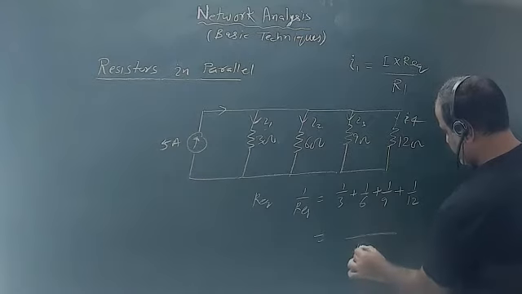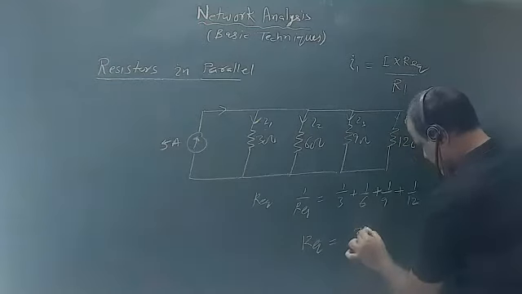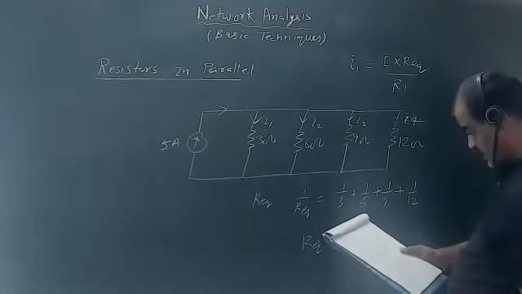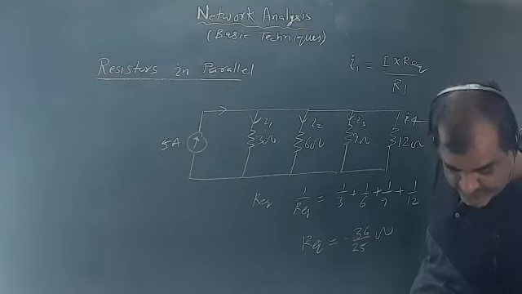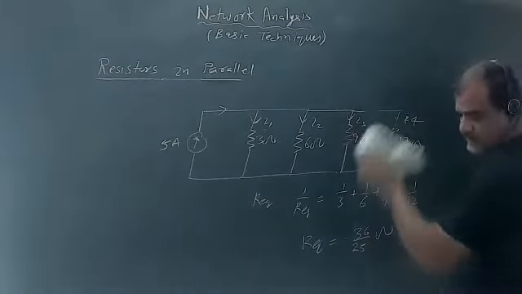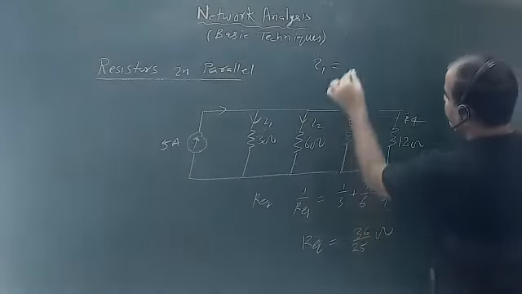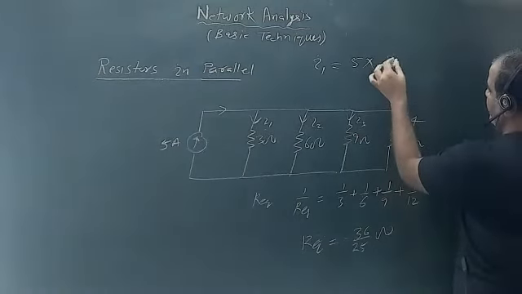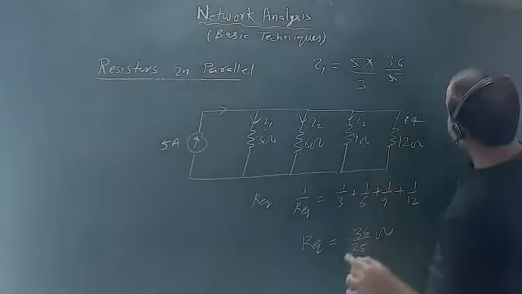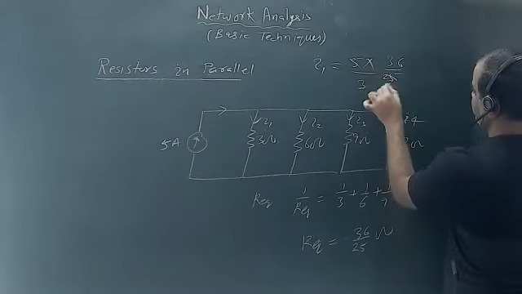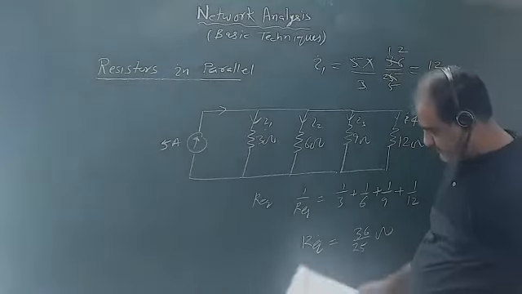So this will become 12. कितना हो जाएगा? 36 by 25. R equivalent कितना आ रहा है? ठीक है, 36 by 25 ओम आ रहा है, सही है. अब निकाल लो I1, I2. So I1 will be I, 5, into R equivalent 36 by 25, upon R1 is 3. 5 cancel हो गया, so 12 by 5 ampere is I1. ठीक है.